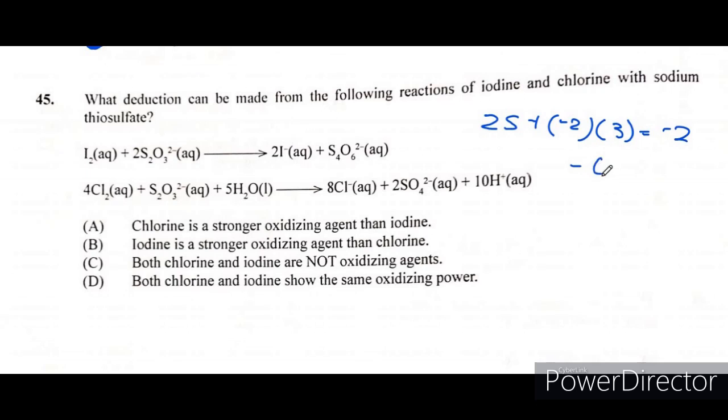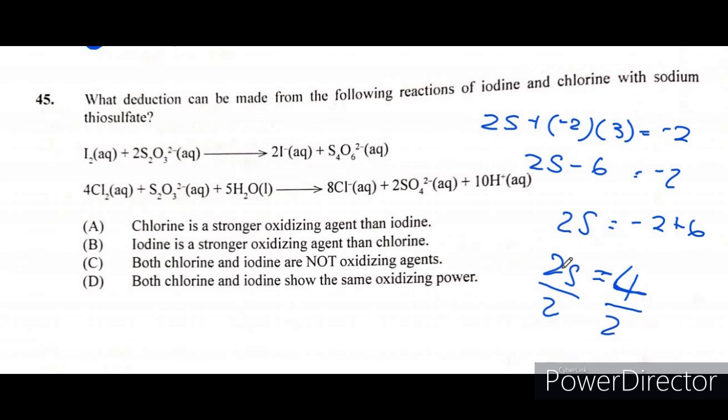2 times 3 is 6. I have minus 6, so 2S minus 6 is equal to minus 2. Bring over the 6, so we have 2S is equal to minus 2 plus 6. 6 minus 2 is 4, so 4 is positive here. 2S, divide by 2 on both sides. S is equal to plus 2, and seeing that it's the same thing down here, I don't have to work it out again.